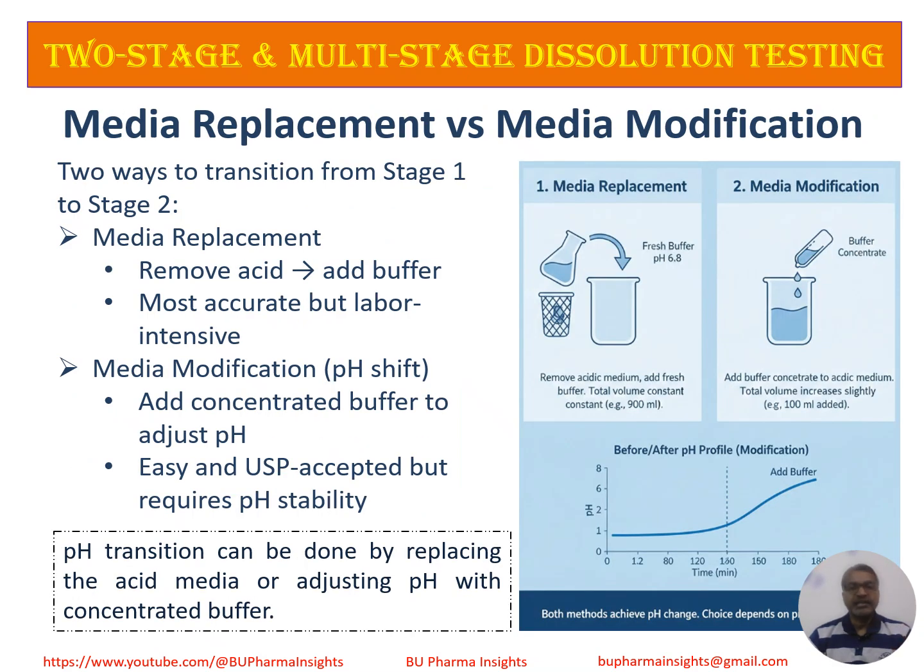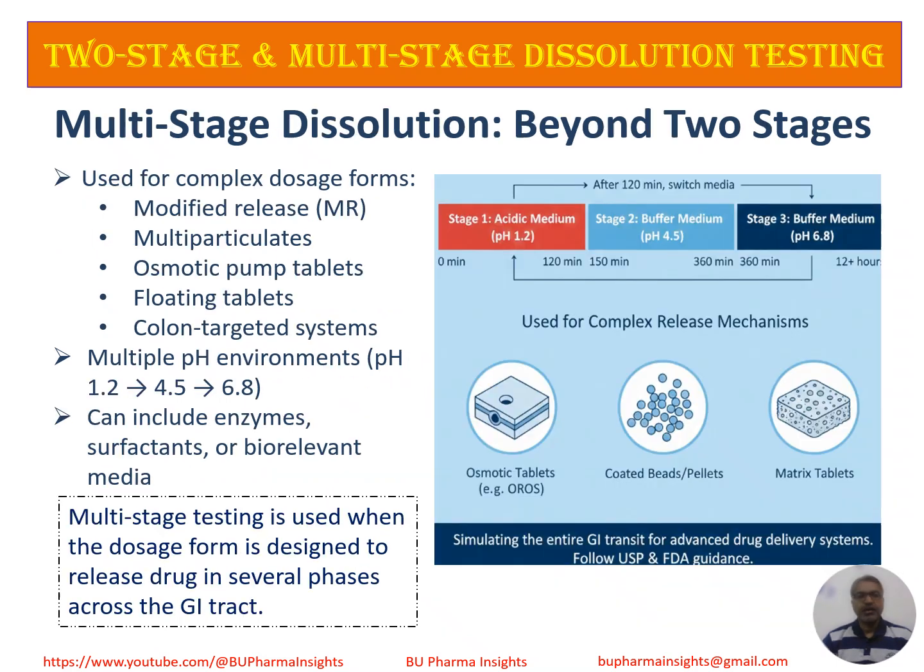There are two accepted ways to create a pH transition in dissolution testing. For products sensitive to ionic strength or osmolarity, media replacement is preferred to avoid sudden compositional changes. Alternatively, pH can be shifted by adding a concentrated buffer to the same vessel. Both approaches are acceptable. The key is choosing the method that best reflects product behavior and is scientifically justified.